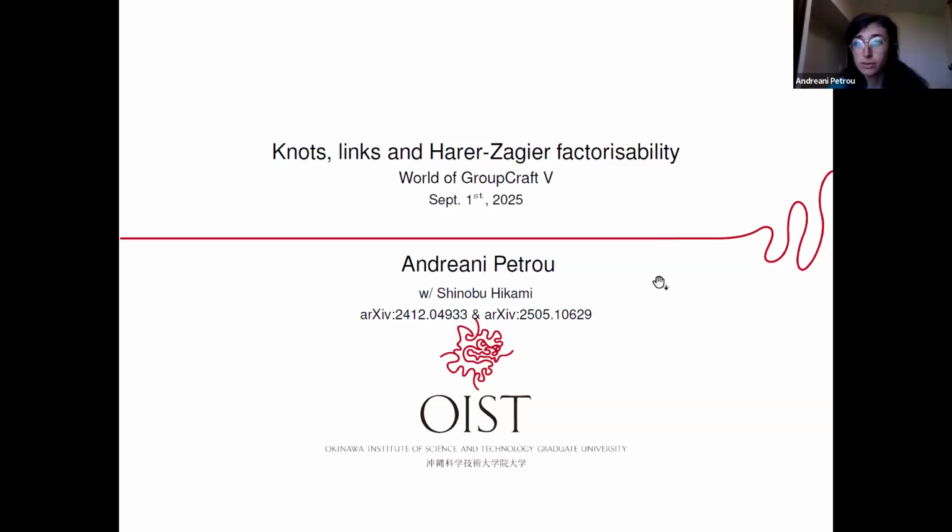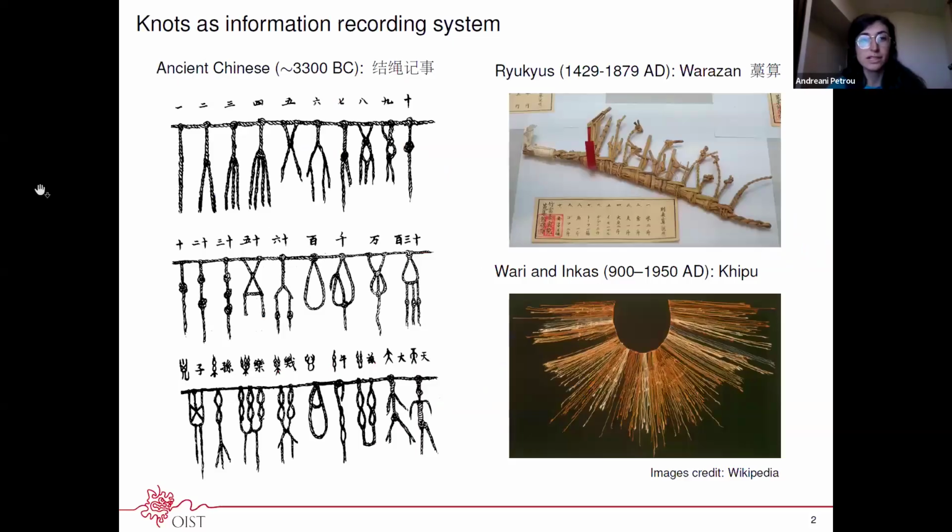But before getting there, let me mention that humans have appreciated knots for their ability to encode information since very ancient times. Here you can see examples of various civilizations that have used such devices, which consist of string or rice straw and knots tied into it as an alternative to a writing system. So they could write using knots.